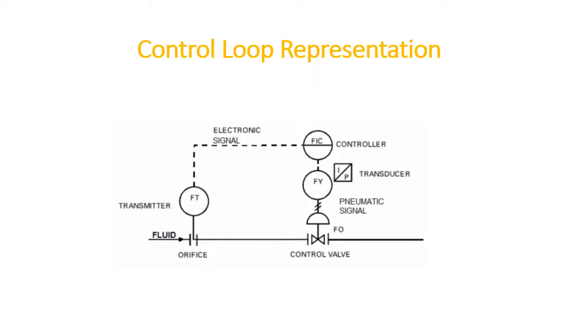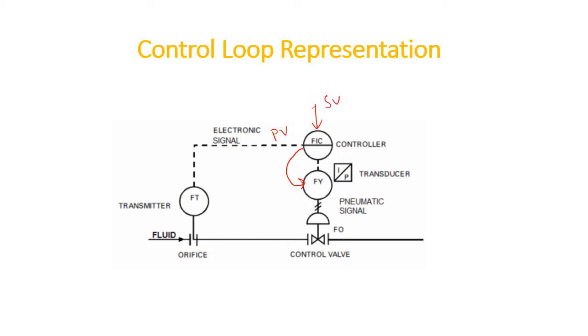Now the control loop representation. As you know, this is the basic closed loop control. Here you can see a control valve with an actuator, and the actuator is getting a command from a controller. The controller has basically two inputs. One is the process signal, a flow signal coming from the FT, which is the PV, and the other is the operator set point.